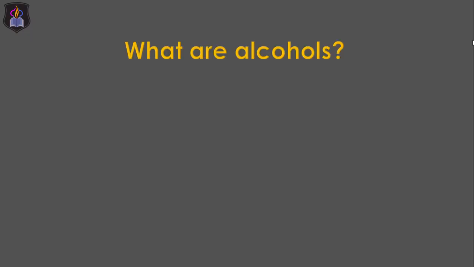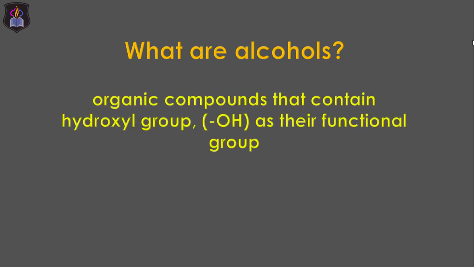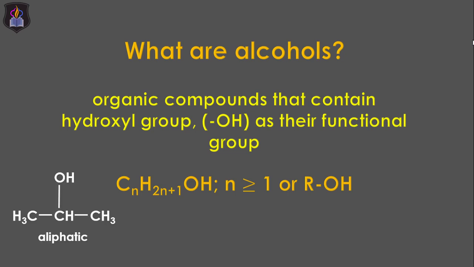Thanks for being there. Alcohols, also known as alkanols, are organic compounds with the hydroxyl group as their functional group. They have the general formula CnH2n+1OH, where n is greater than or equal to 1, or ROH, where R is the alkyl group. They can either be aliphatic, for example ethanol, butan-2-ol, or aromatic, such as phenol, 2-methylphenol, etc.